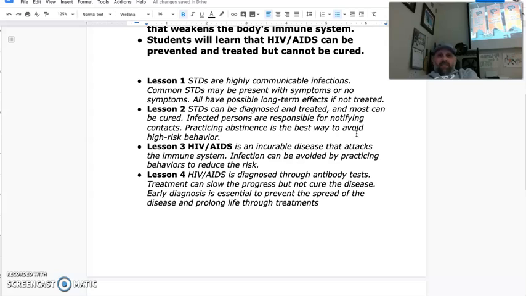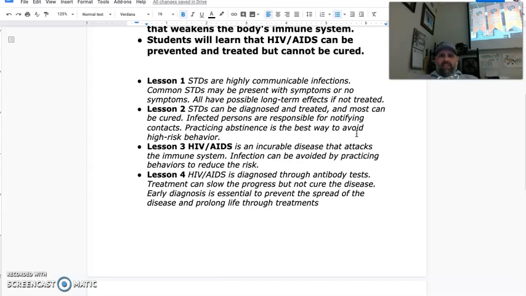Practicing abstinence is the best way to avoid high-risk behavior. We'll talk a little bit during this lesson about other preventative measures, but of course, best practice in talking about this is the only version of 100% protection, which is abstinence. We'll talk a little bit about barrier protection, not getting too deeply into those types of things. We have to be kind of careful when we talk in different areas like that.